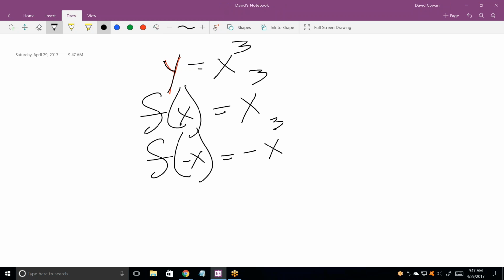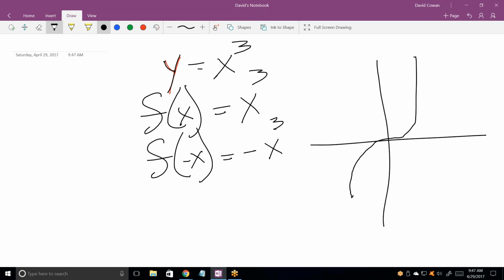So we know that it has symmetry with the origin. And if you graph it, it graphs kind of like this. Sure enough, that's symmetry with the origin. And that's a good one to use for odd because that exponent is odd. So my two favorite functions for illustrating odd and even are y equals x squared and y equals x cubed, because that tells you whether they're odd or even based on the exponent.